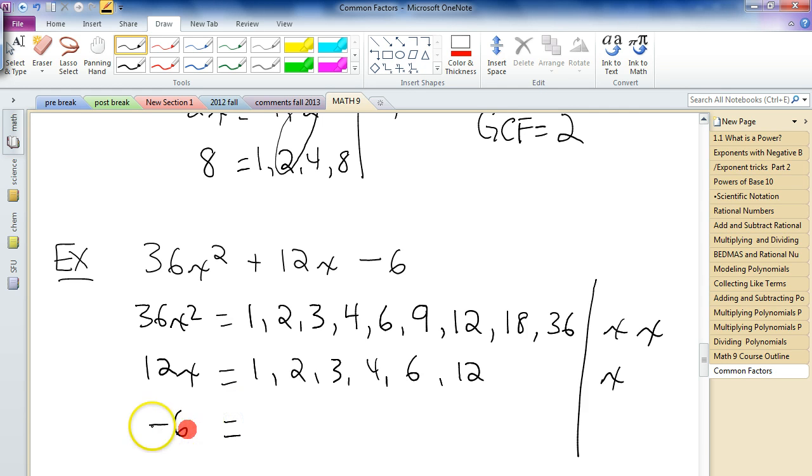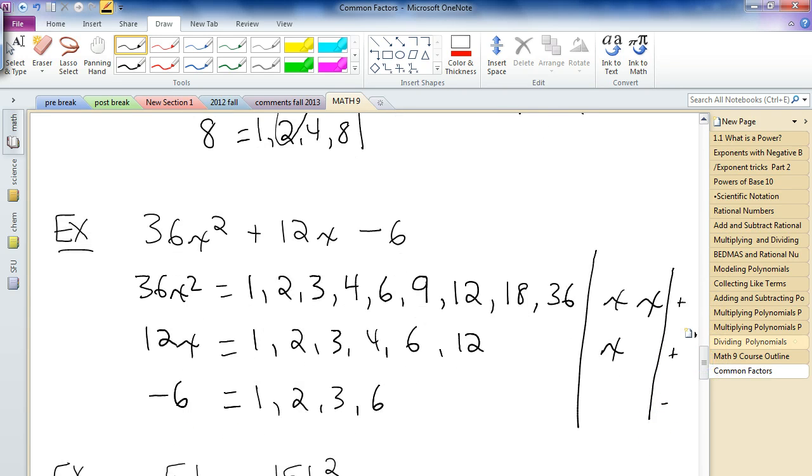Negative 6, we'll just leave the negative out for a bit. You've got 1, 2, 3, and 6 that are in common. If you want, you can actually do a separate column here, so you have numbers, variables, and then signs. Well, technically, these two have a positive in common. This has a negative. So here we have to say what's common to all three. What's the biggest number that all three have in common?